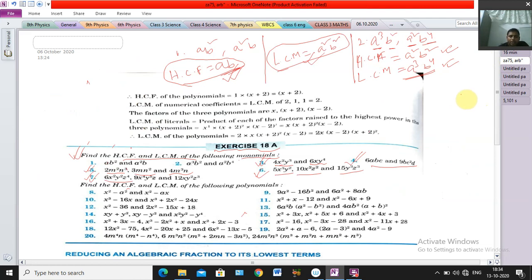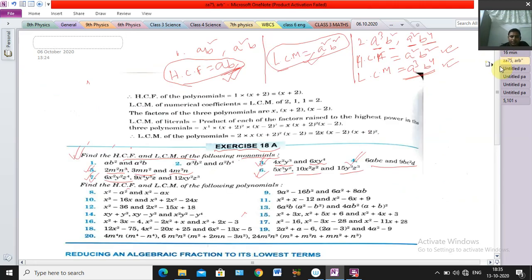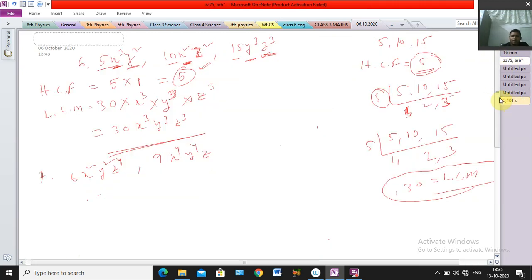Next, sir? 9x to the power 4 y to the power 5 z. Sorry, y to the power 5 z. So 9x to the power 4 y to the power 5 z.